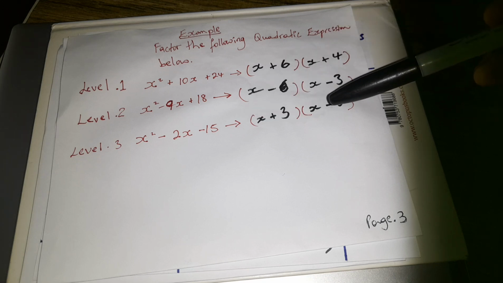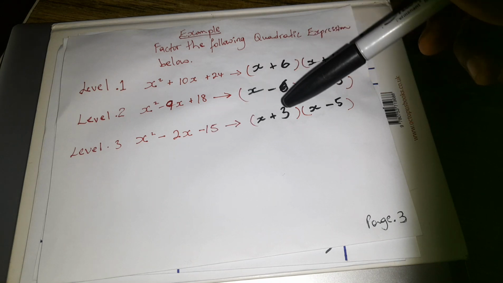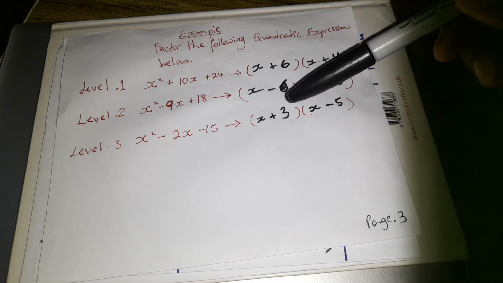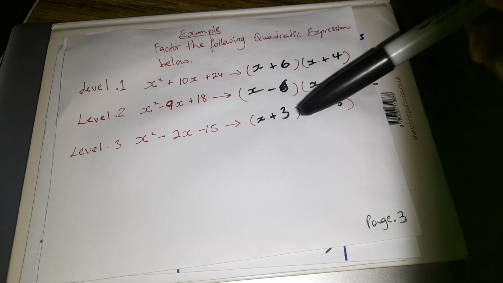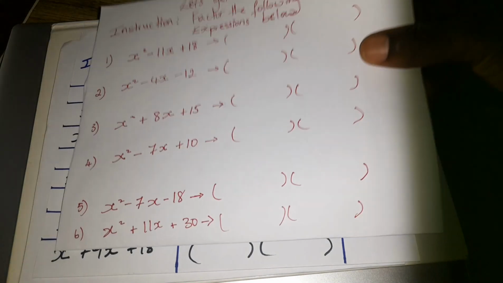For level 3 now, which two numbers do you multiply to give you 15, but when you subtract the smaller number from the bigger number, you get 2? The two numbers that work are 3 and 5. But always remember that the bigger number must go where the negative is. And that's the answer, as easy as that. Bam, done.